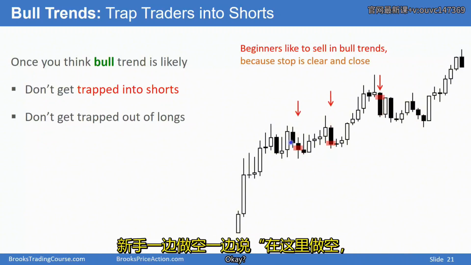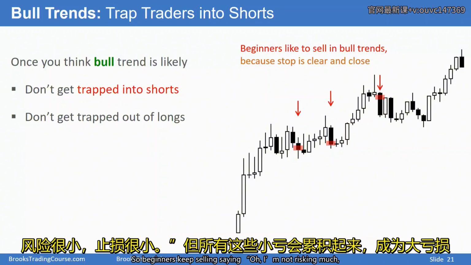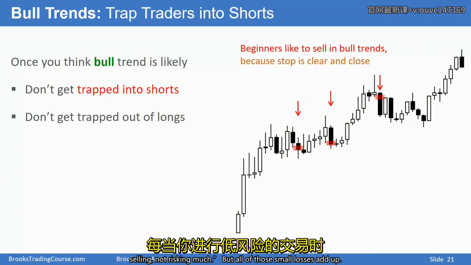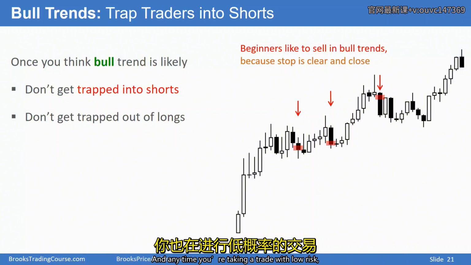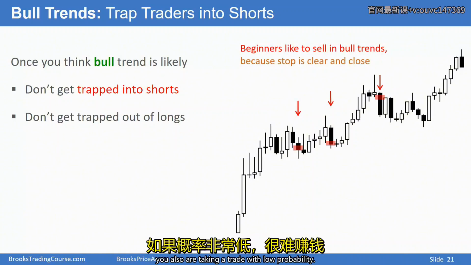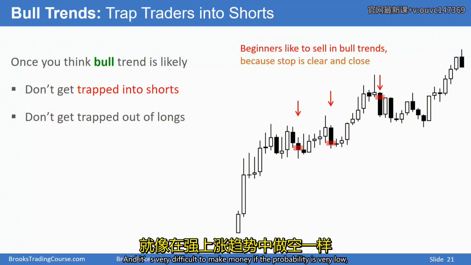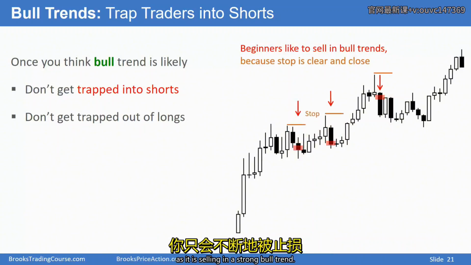Okay, so beginners keep selling, saying, oh, I'm not risking much. Selling, not risking much. But all of those small losses add up. And anytime you're taking a trade with low risk, you also are taking a trade with low probability. And it's very difficult to make money if the probability is very low, as it is selling in a strong bull trend. You just keep getting stopped out.